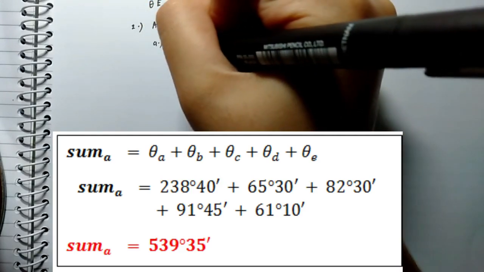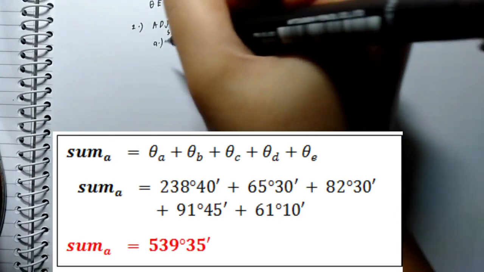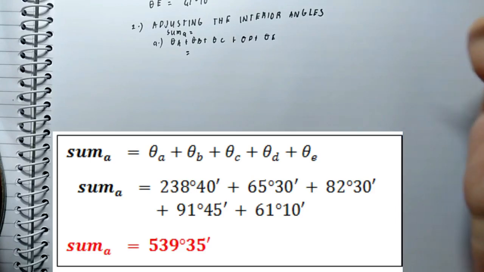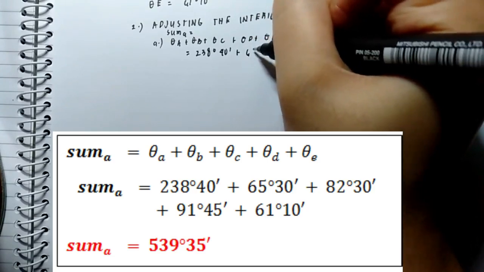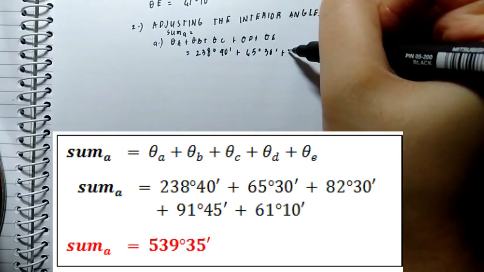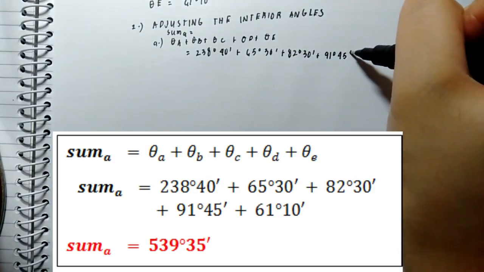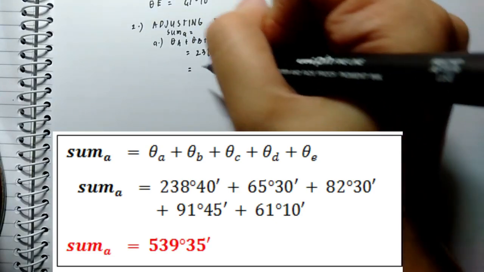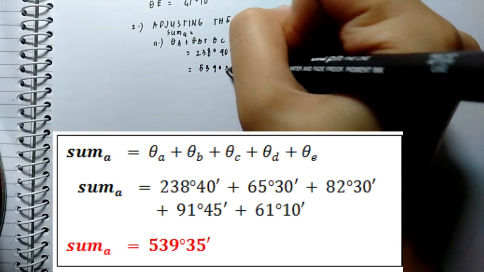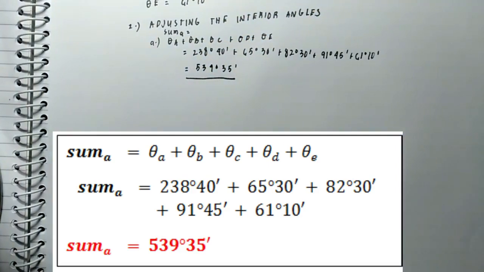So, that would be 238 degrees 40 minutes plus 65 degrees 30 minutes plus 82 degrees 30 minutes plus 91 degrees 45 minutes and 61 degrees 10 minutes. So, pag pinag-add natin lahat yan, ang sum would be 539 degrees and 35 minutes. So, yan yung sum ng lahat ng interior angles.